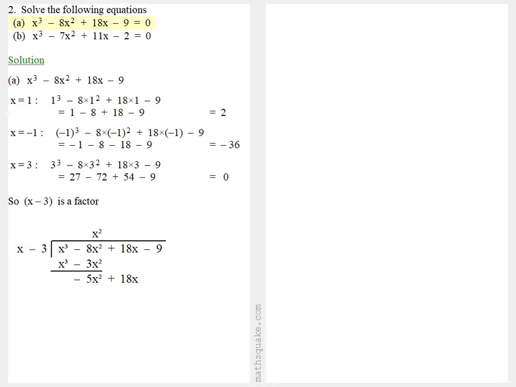We bring down the 18x, and we divide x into minus 5x squared. Now that goes minus 5x. We write that on the top in the x column. Now we multiply minus 5x times x minus 3, and that gives us minus 5x squared plus 15x, so that when we subtract, we're left with 3x.